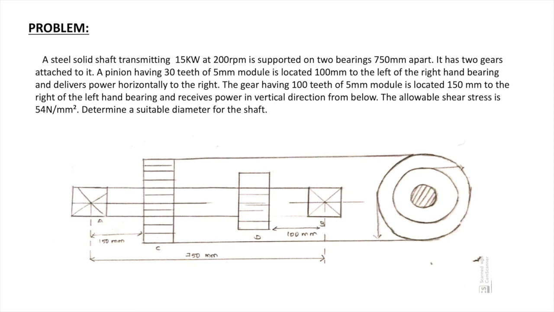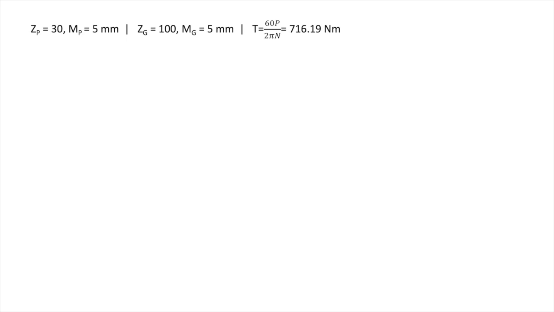Now moving on to solving this problem. Initially, I've just written the number of teeth in the pinion as ZP and MP, the module of the pinion, which are 30 and 5 mm respectively, and the number of teeth on the gear, which is 100, and the module again, which is 5 mm, and I've represented as G here. The first step is to find out the torque, and this formula comes from the power formula, where P is equal to 2 pi NP by 60. This way we find out the torque, which is 716.19 Newton meter, and this torque we will require in finding out the equivalent twisting force.